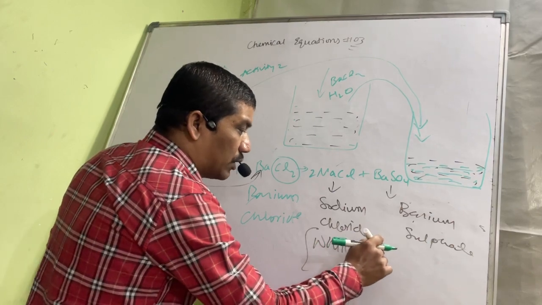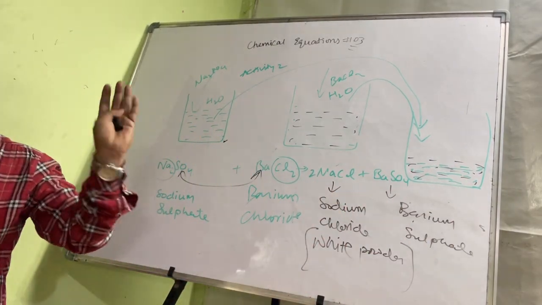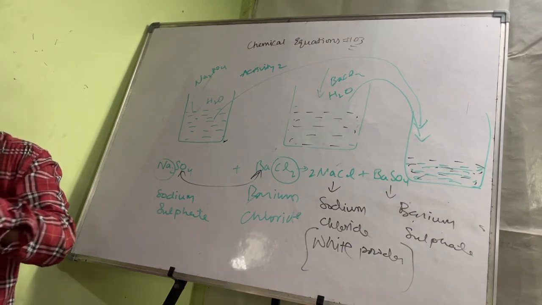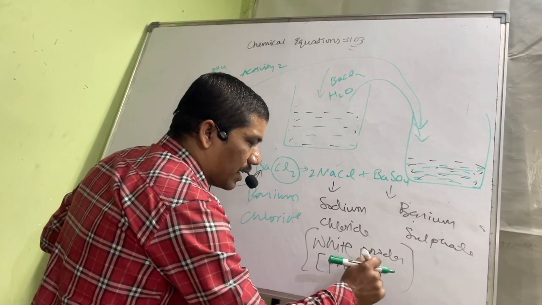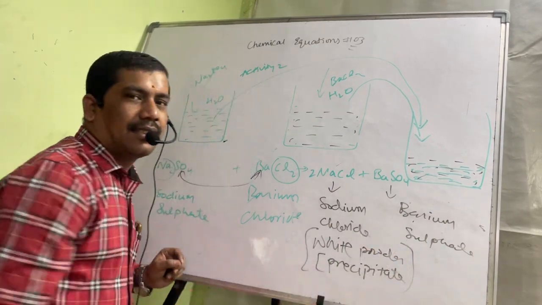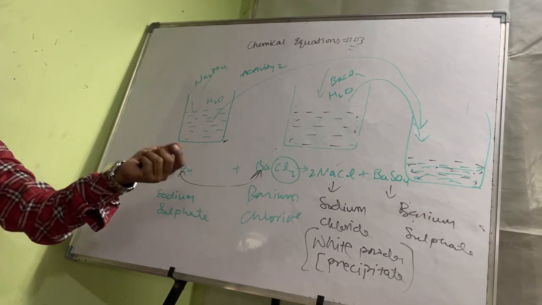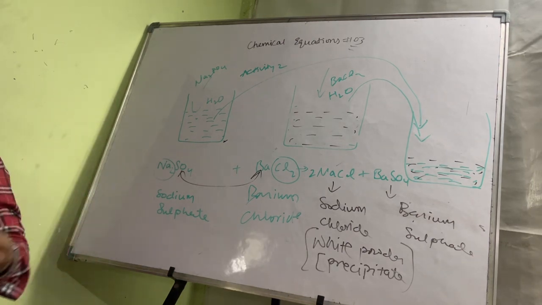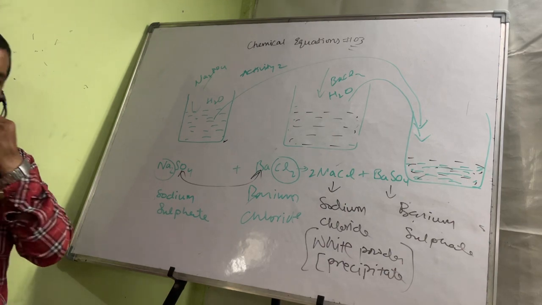The white powder that forms at the bottom, as I said, is this: salt. Salt you generally get in white color, right? That is called a precipitate. Is it clear, everyone? Understood with this? So after mixing these two, we get sodium chloride and barium sulfate. Understood till this? Now listen to one interesting point.